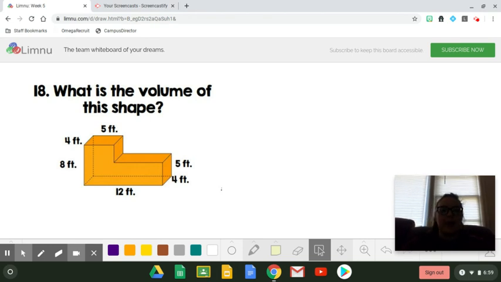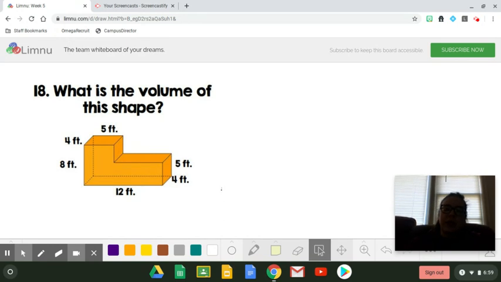I'm also using a new software on my Chromebook called Limnu, I think is how you pronounce it, and it's kind of like a whiteboard on the screen, and so hopefully this all works together and you can kind of understand what I'm doing. But as always, if you have questions, you can contact me, whatever you need.